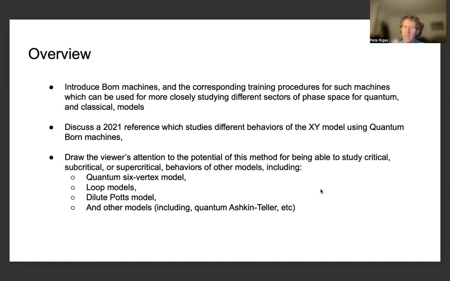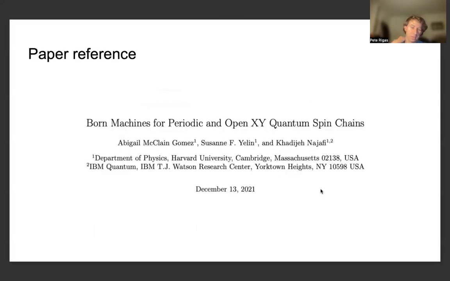the Bohr machine. And we'll be able to draw the viewer's attention to the potential of this method for being able to study critical, subcritical, or supercritical behaviors of other models, including the quantum 6-vertex model, loop models, the dilute Potts model, and even other models, which we'll allude to at the end of the presentation, including the quantum Ashkin-Teller model and related models. So this is the paper reference, which is titled Bohr Machines for Periodic and Open XY Quantum Spin Chains, by these three authors.